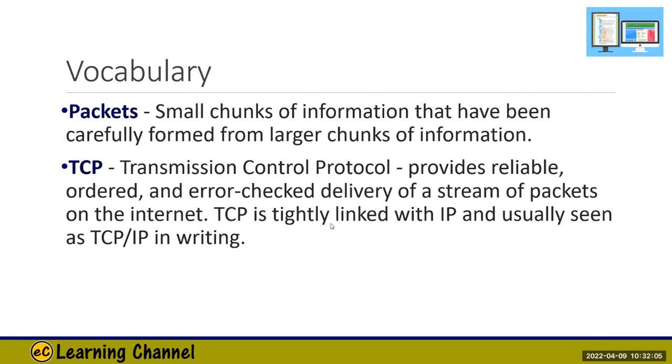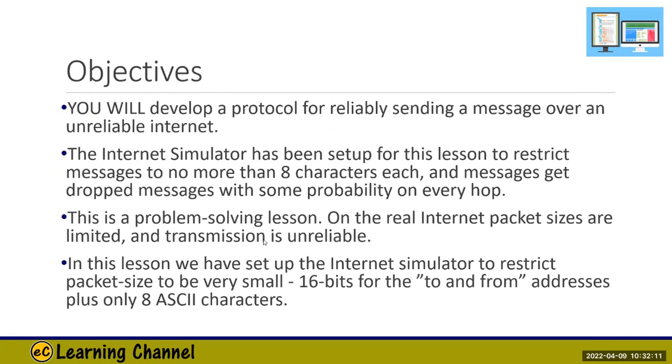And TCP is tightly linked with IP, so sometimes you do see TCP/IP in writing. And UDP, on the other hand, is actually unreliable, but it's more efficient, so it's usually used for phone or video purposes.